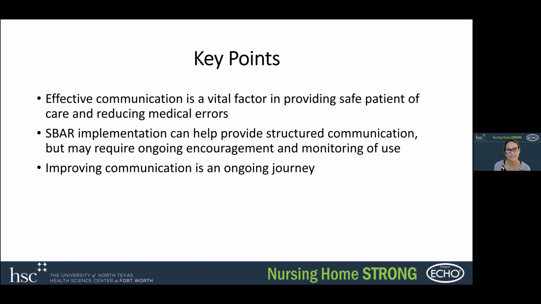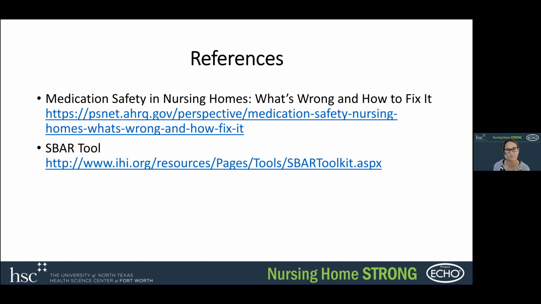Okay, so on the next slide, I have just a couple of references. Like I said, there's the toolkit from IHI. It has everything you need to start in terms of SBAR, if you're doing some in-services or some additional education, and then a great article from AHRQ.